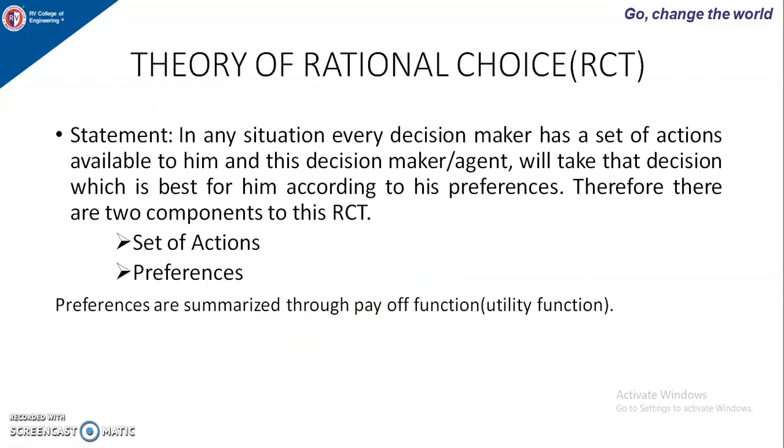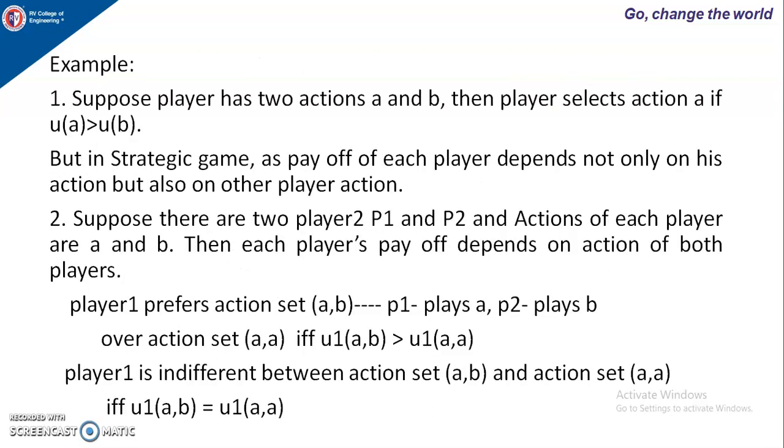The basic idea of game theory relies on the theory of rational choice. The rational choice theory states that in any situation, every decision maker has a set of actions available to him, and this decision maker will take that action which is best for him according to his preferences. Therefore, there are two components to this RCT: the set of actions and the preferences. Preferences are summarized through a payoff function or utility function.